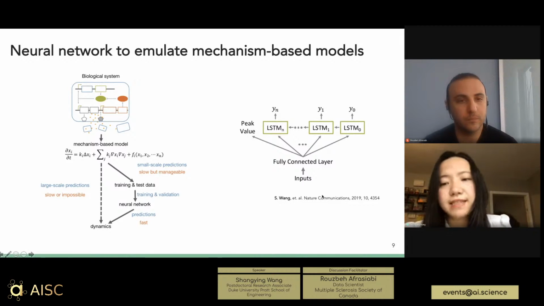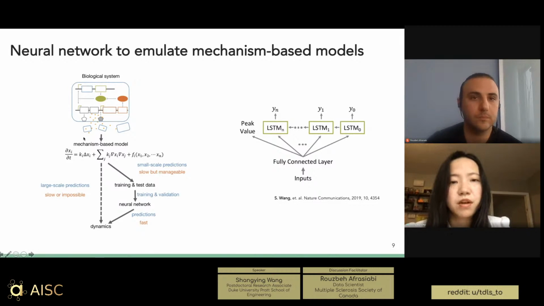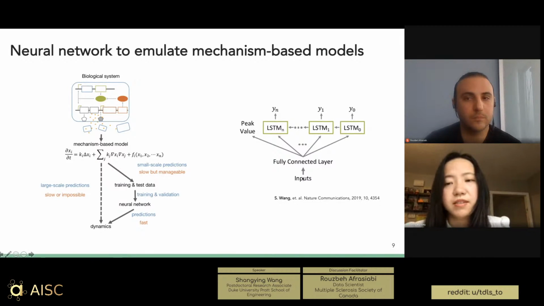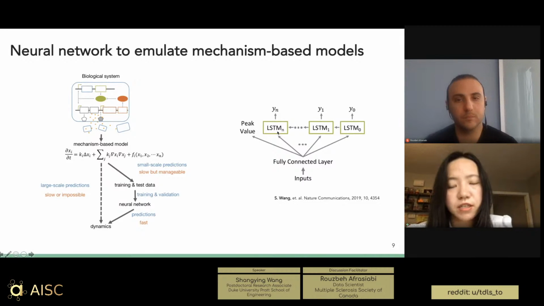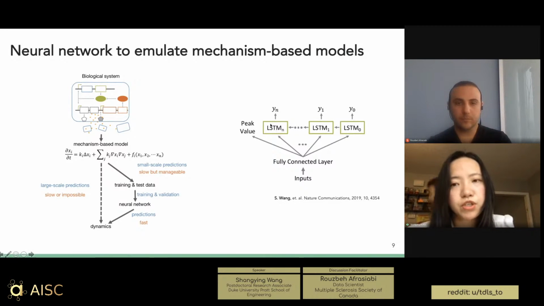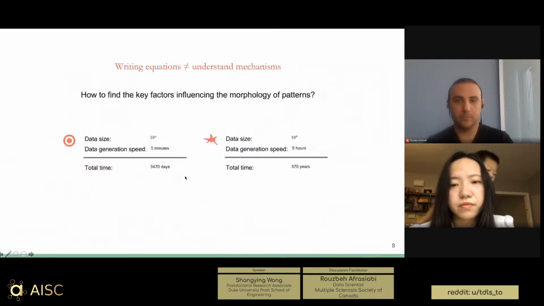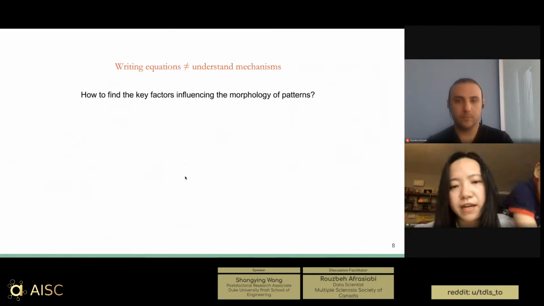On the right-hand side is the structure of my neural network. The inputs are all the parameters of the system. Then I have 500 LSTM cells. Each of the LSTM cells is associated with a prediction of one dot. Sorry, I need to go back a little bit.